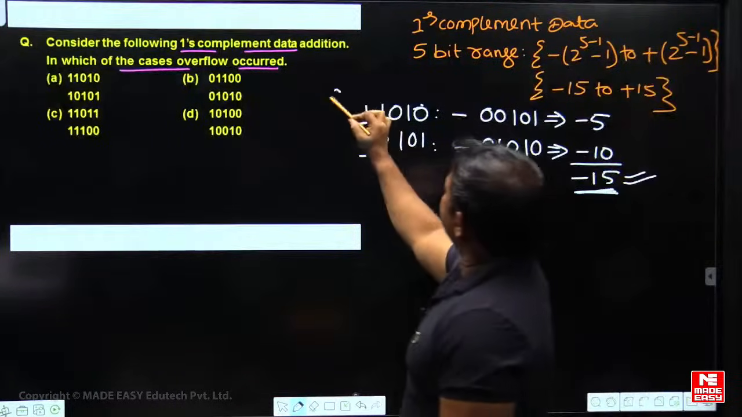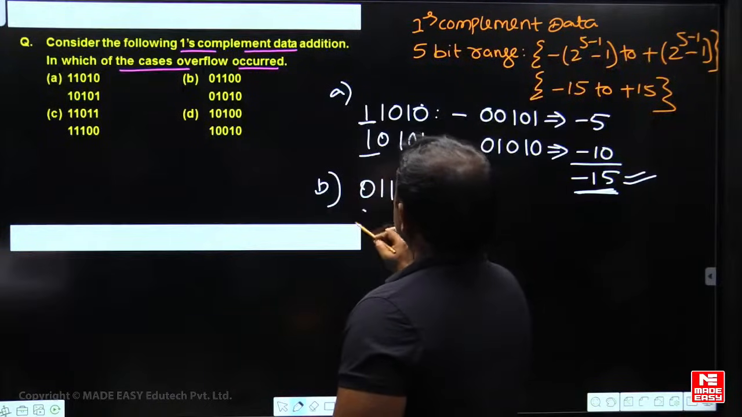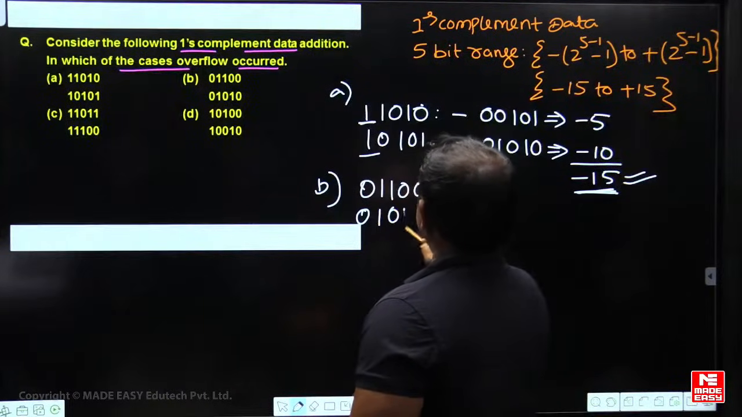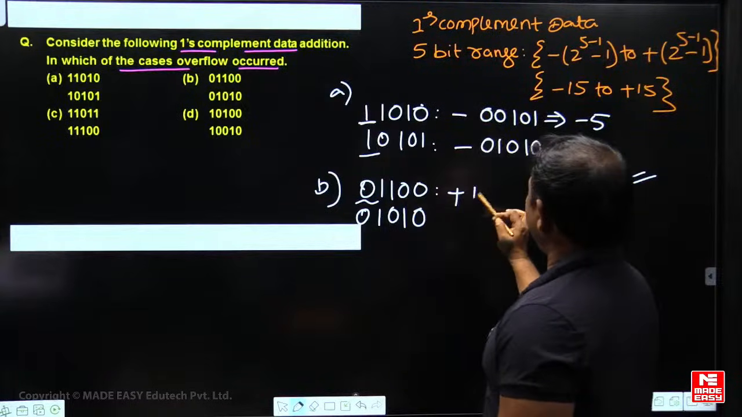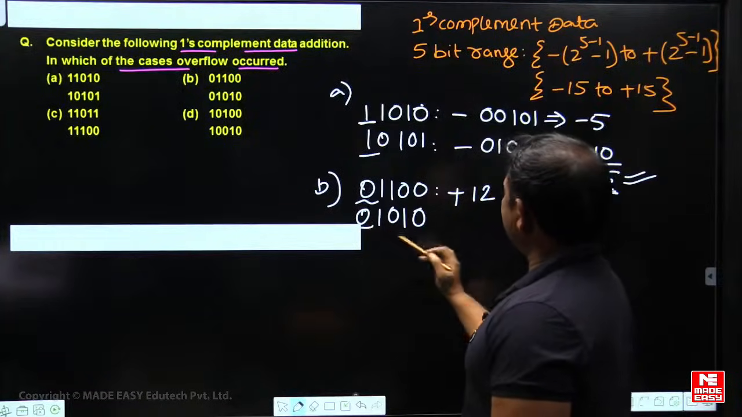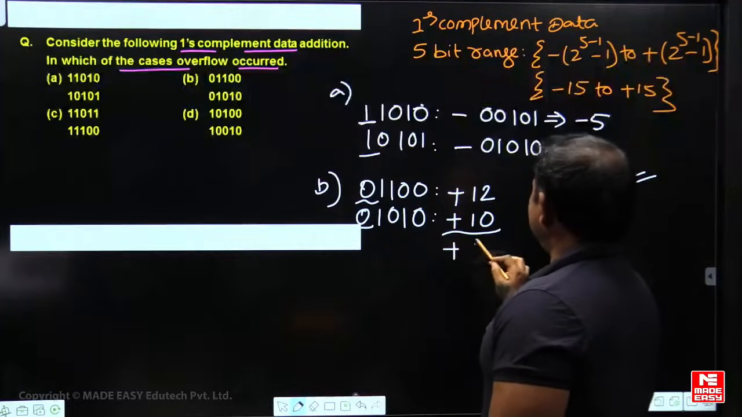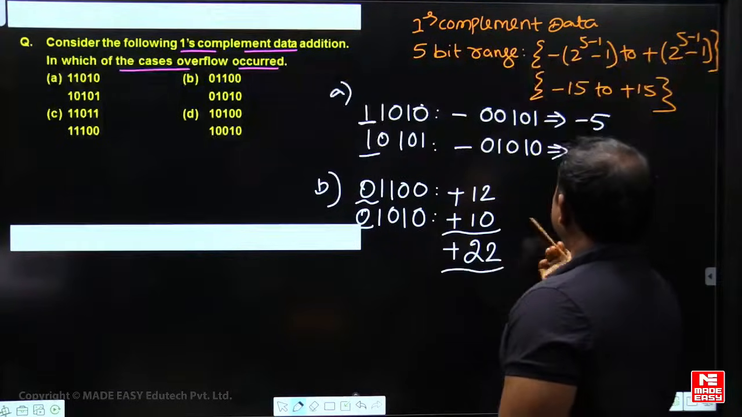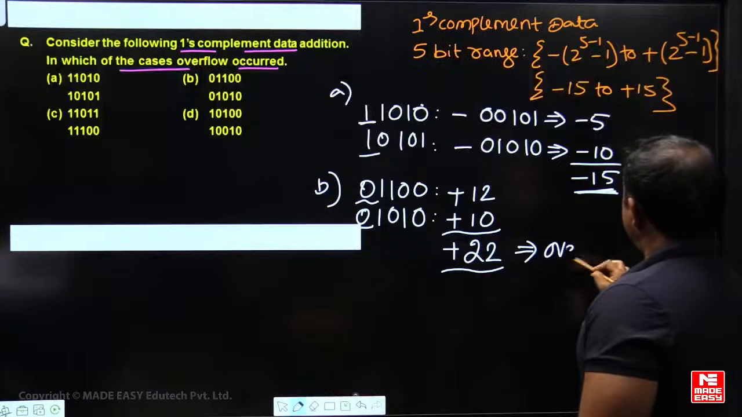No overflow. Now B: 0 1 1 0 0 and 0 0 0 1 0. The MSB bit is 0, the sign is positive, no need of complement. The MSB bit is 0, the sign is positive, no need of complement. This is plus 22. Plus 22 is not in the above range. This is the overflow.